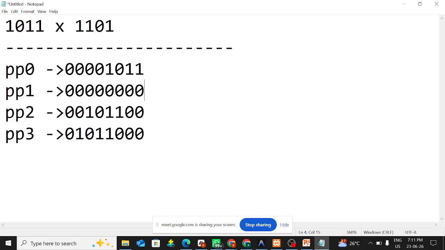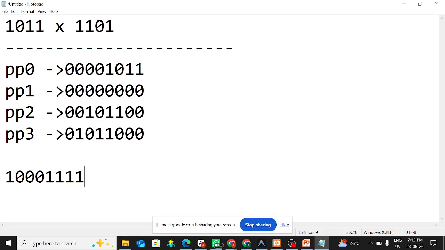Then your final result will be 1000 and 11. So this is your final result. So this is how your Wallace tree multiplier works. I hope everyone got my point.